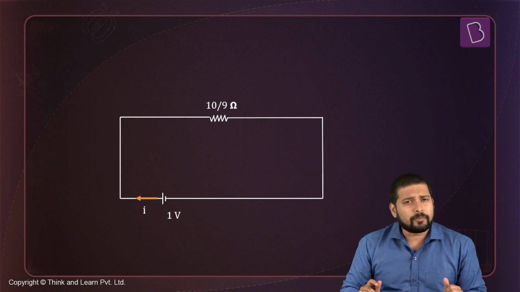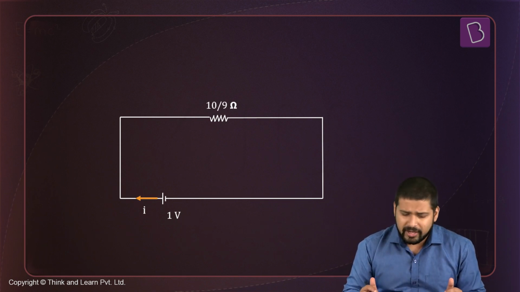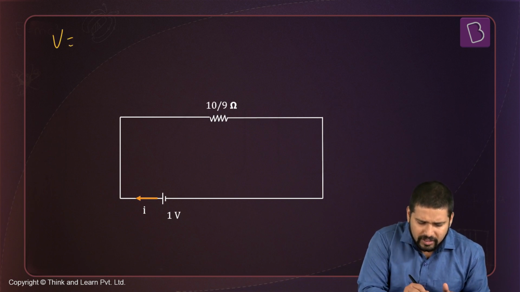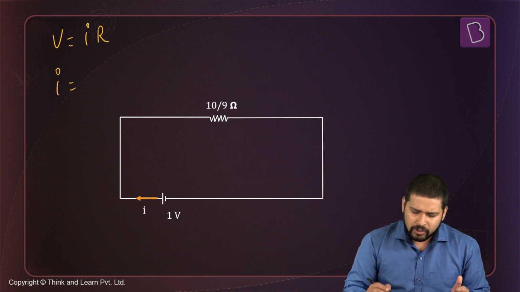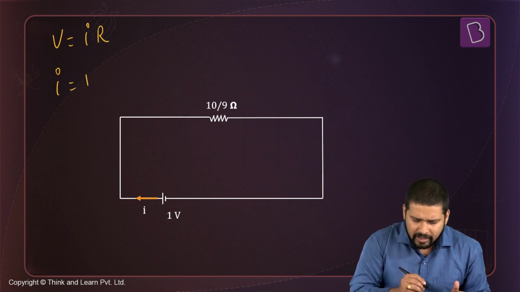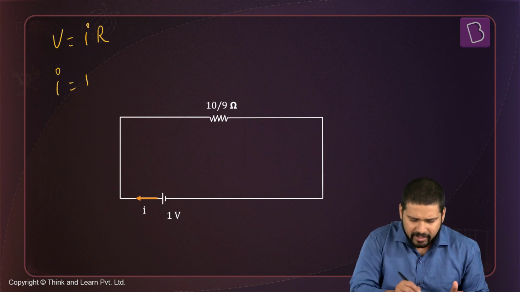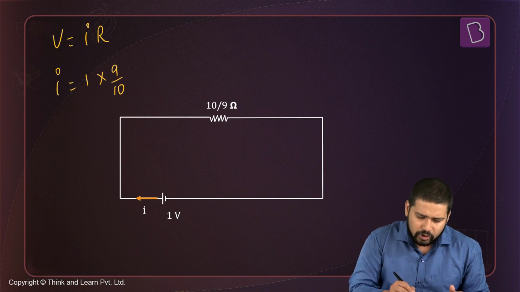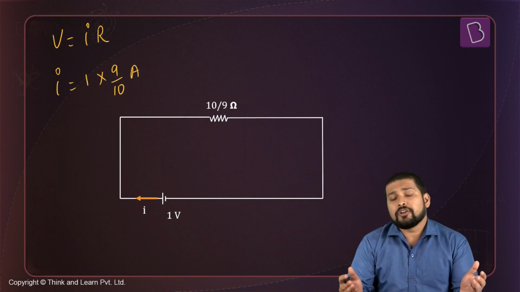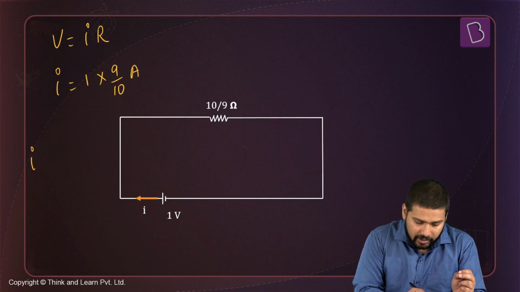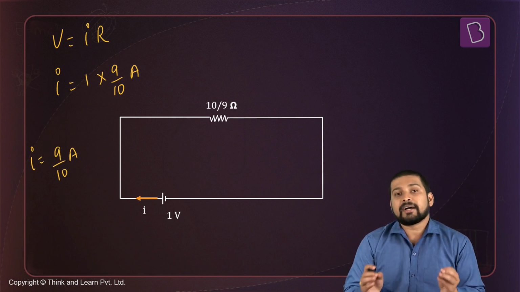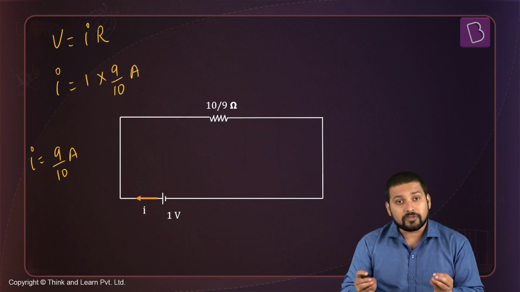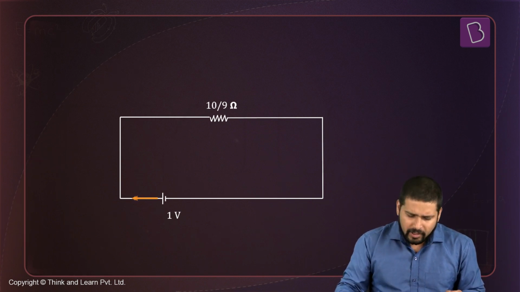Now once you have reached this point, you have to find the value of current. So you know Ohm's law, which is V is equal to I times R. Obviously I is going to be equal to V by R. So in this case V is 1 and R we have found out to be 10 by 9. So this will be equal to 9 by 10. So the value of current I is going to be 9 by 10 amperes for the entire circuit, the current which is flowing out of the battery, right?